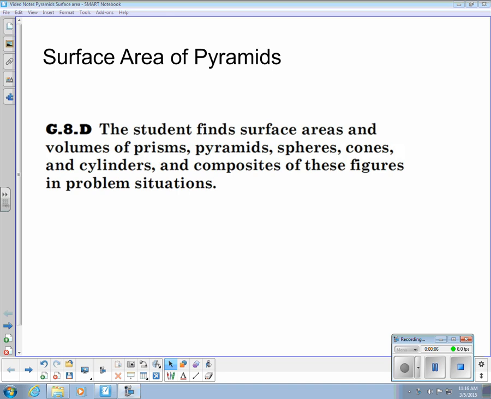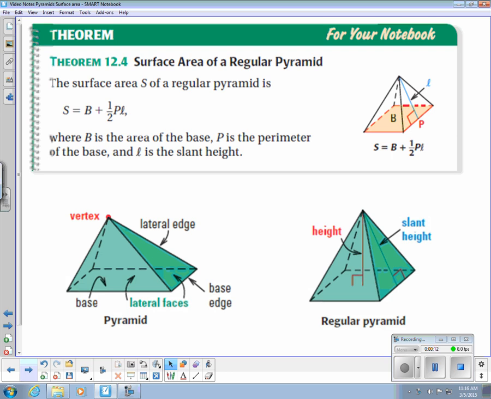We're asking today that you work on surface area of pyramids, so we're going to go over the process of that. The formula for the surface area of a pyramid is the big B, which is the area of the base, whatever polygonal shape that may be, plus 1/2 the perimeter of the base times the slant height.